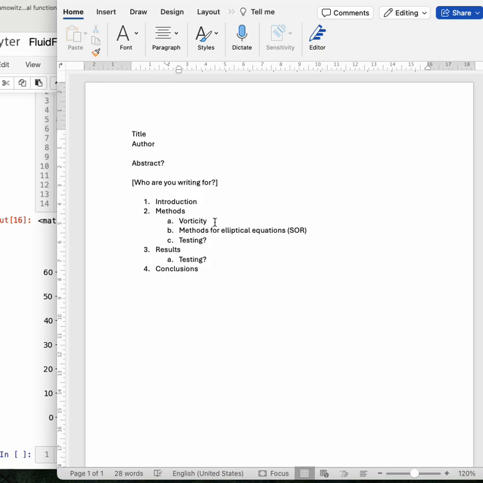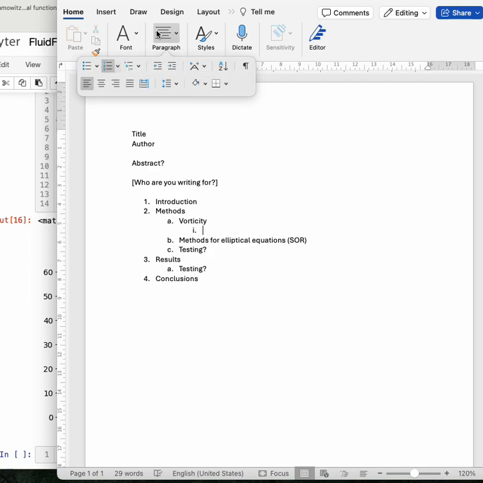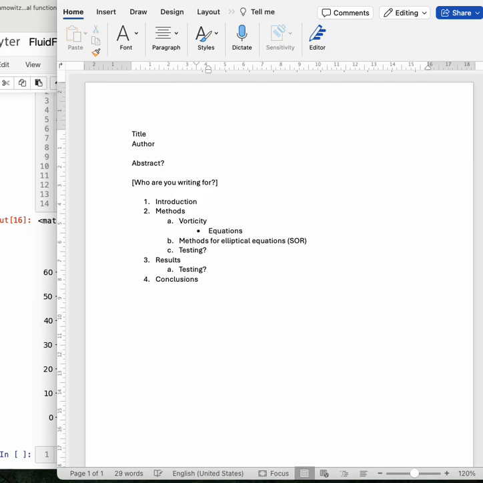So we've got vorticity, and we might want to change this. And now let me see if I can figure out how to change this. No, not that one. Here we are. Okay, I'm going to change this into a bullet point. So under the vorticity, I'm just going to note that I'm going to want equations, because that's going to show this is U and W from V. That's just a note that we're going to need that in there.